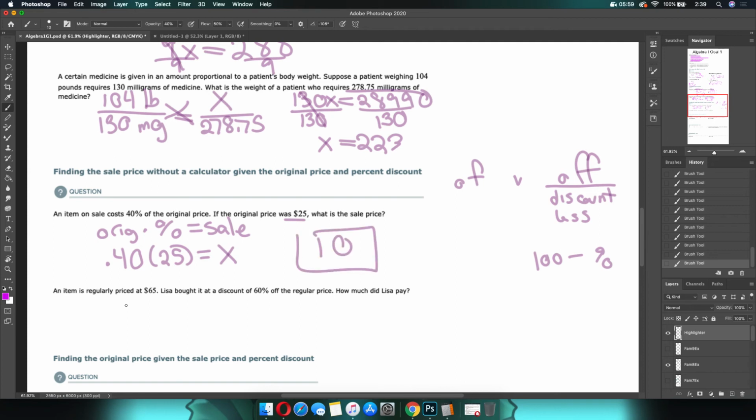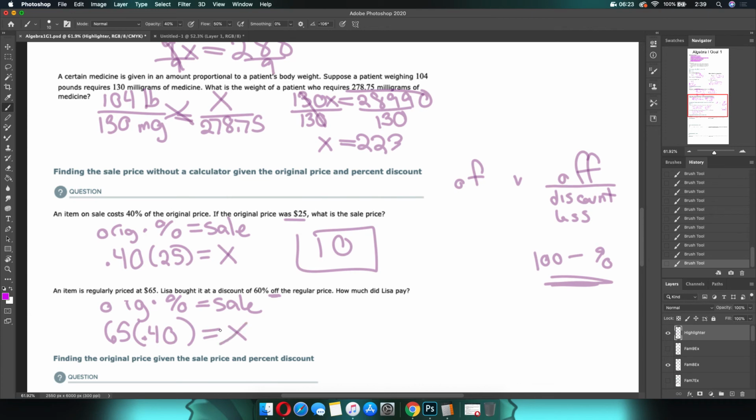Next up, it is regularly priced, so it's original times percent equals sale. So what do they tell you? They tell you it's $65 to start. What's my percent? They tell you off. So what's 100 minus, that's our extra step over here. So what's 100 minus 60? 0.4. What is the regular price?